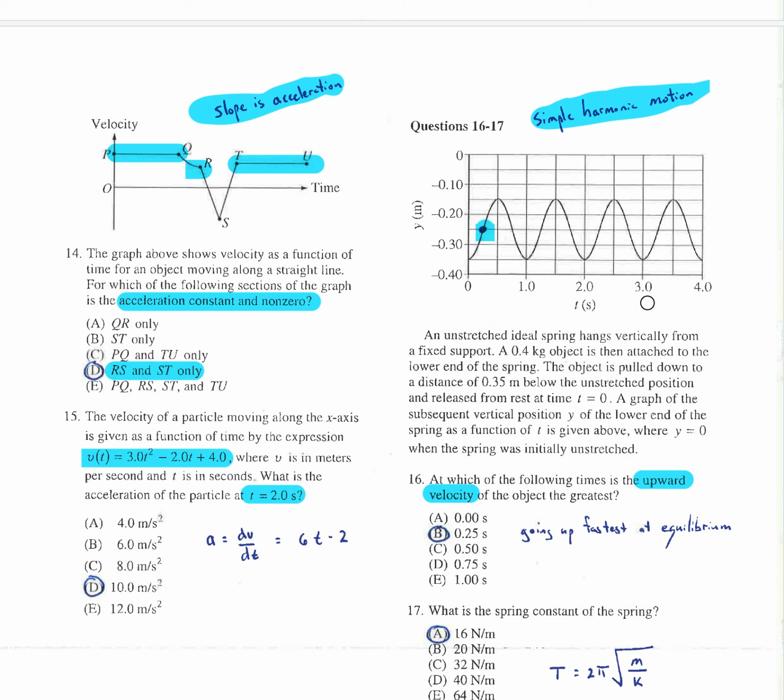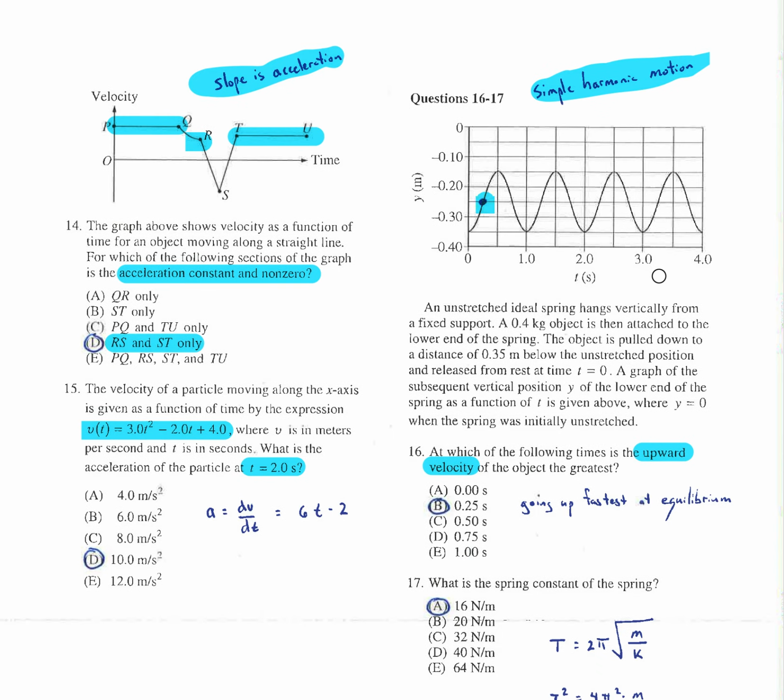Again, we know that an object in simple harmonic motion is moving the fastest at equilibrium. Once it goes past equilibrium, it starts to slow down because it's compressing or stretching the spring. And before that, well, the spring is still compressed or stretched. It's moving the fastest when it gets back to equilibrium, and that's that middle value.